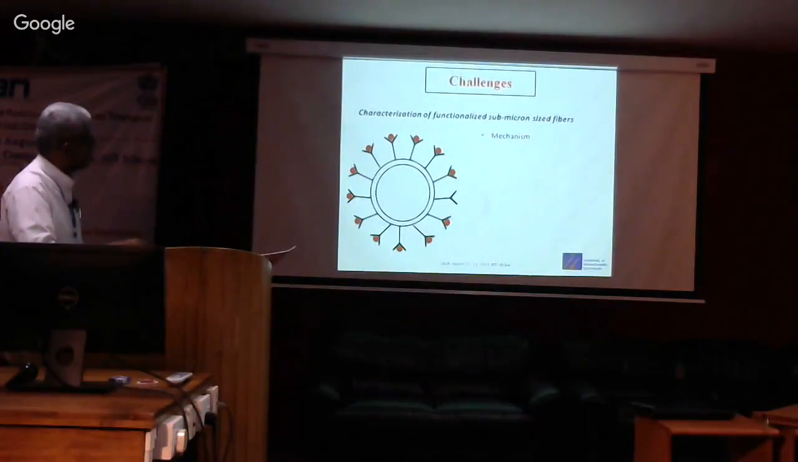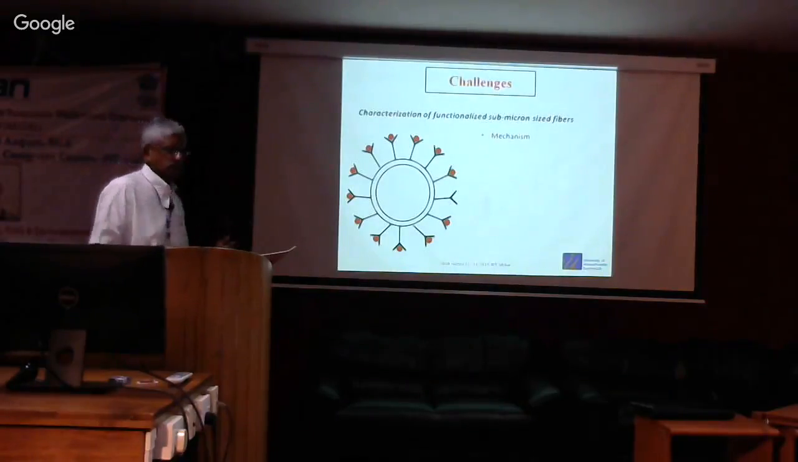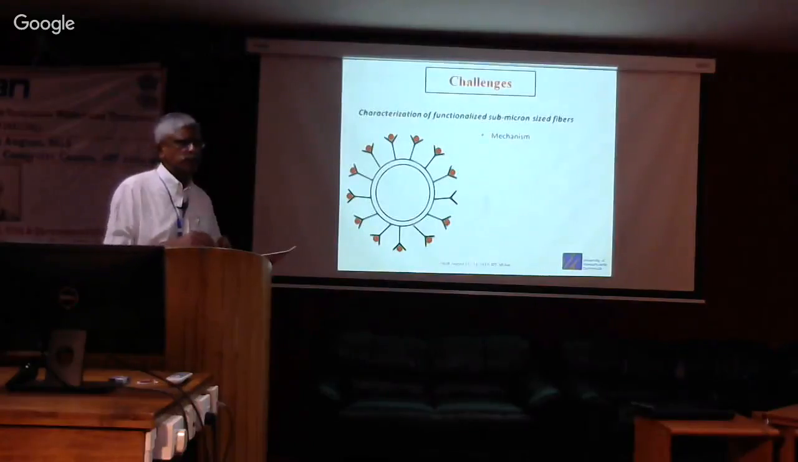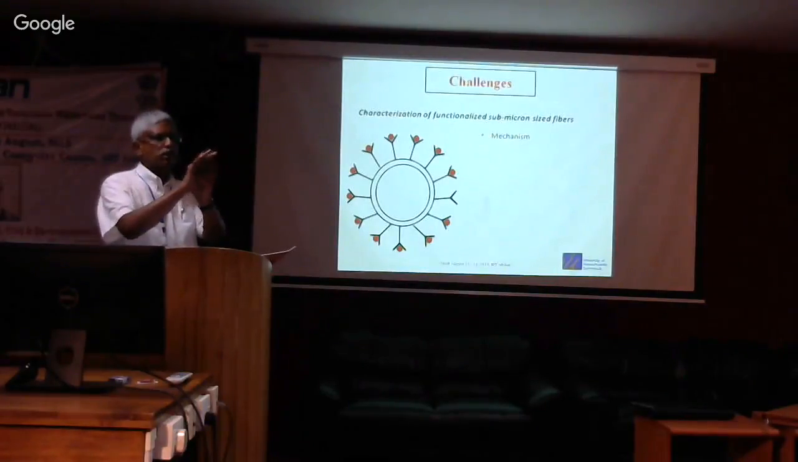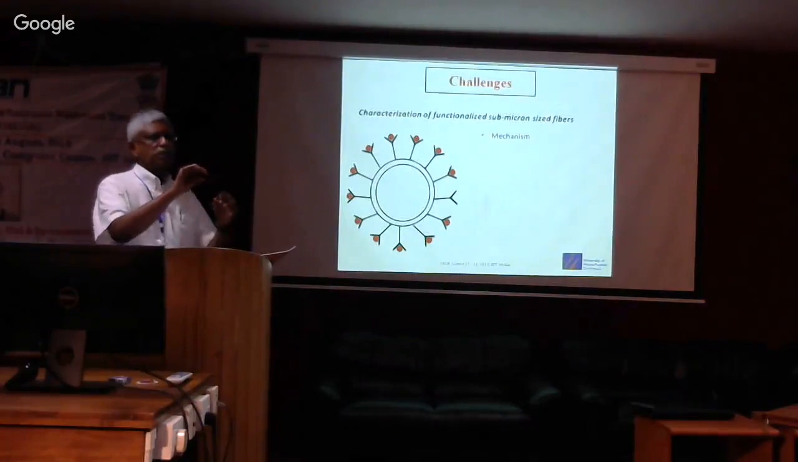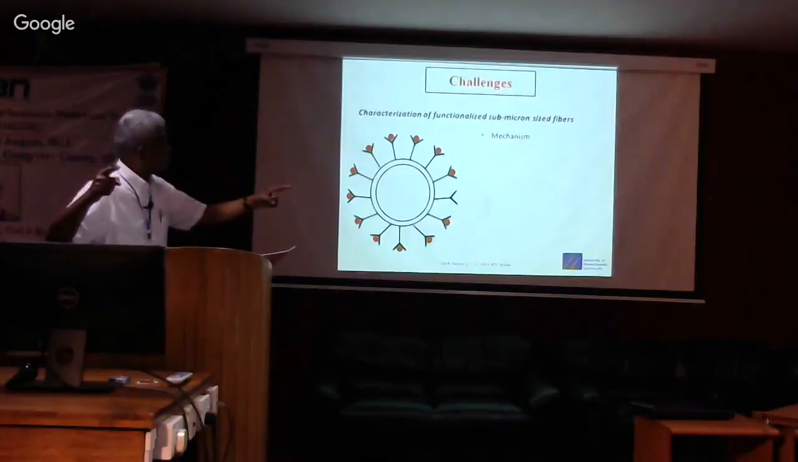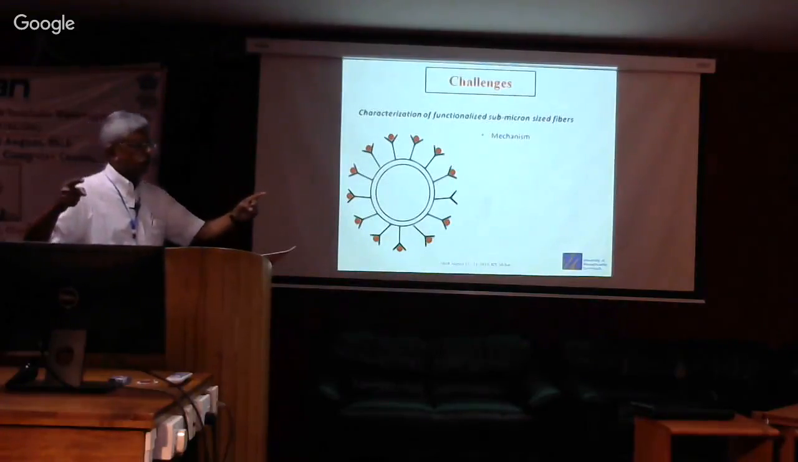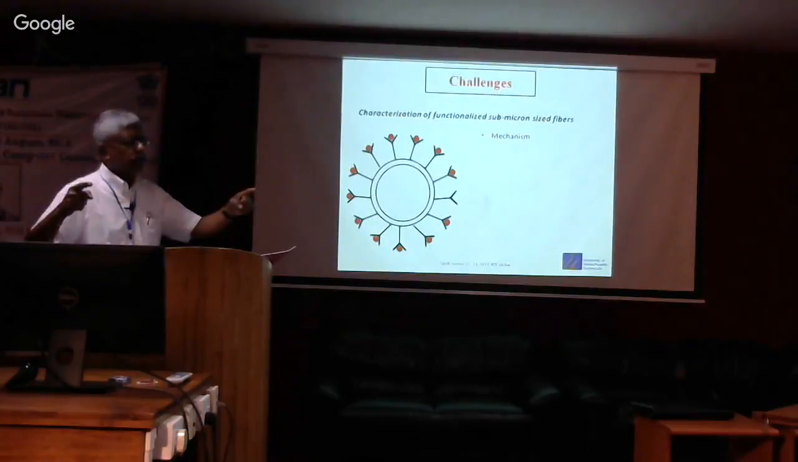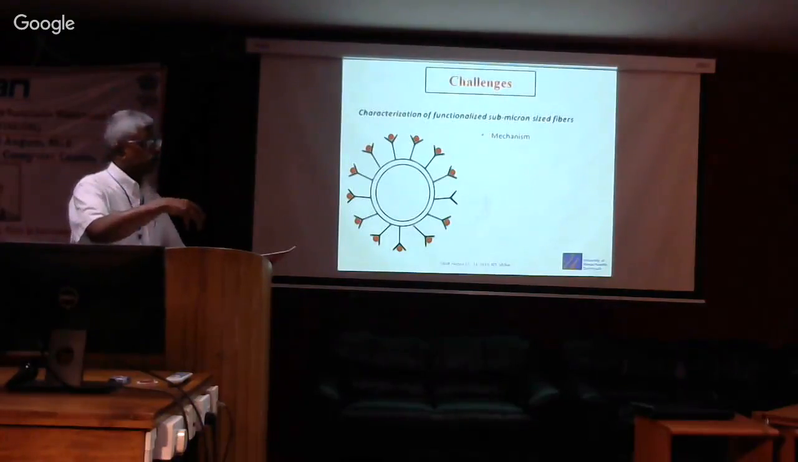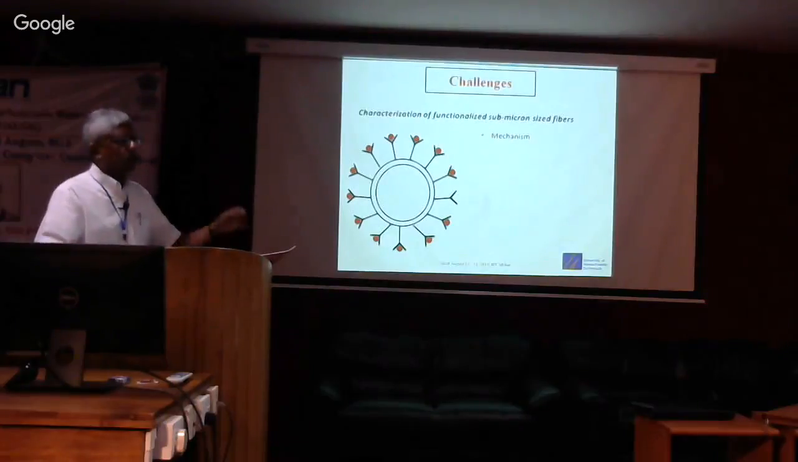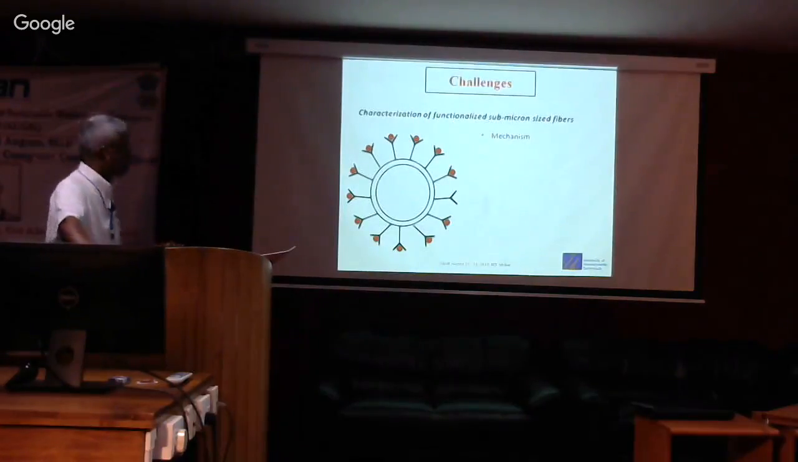So the challenges are that, of course, physics or mathematics will tell you that if you put this in your functionalization reaction, based on stereochemistry, you will get so many sites. You can do those calculations very easily. You can calculate, if I have a solid fiber which is 500 nanometer in diameter and, let's say, 250 millimeter in length, and I put this in my functionalization solution, what would be the ion exchange capacity? You can do that calculation very easily.